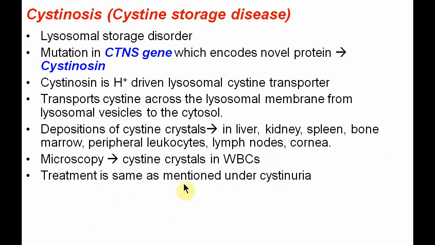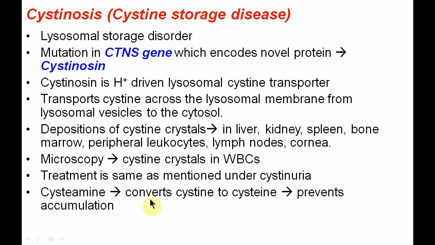The treatment is same as mentioned under the cystinuria, that is increased water intake and alkalinization of the medium by the sodium bicarbonate. And apart from the penicillamine, the cysteamine is also tried, which converts the cystine into the cysteine, which prevents the accumulation. And lastly, the renal transplant, that is if the kidney fails.